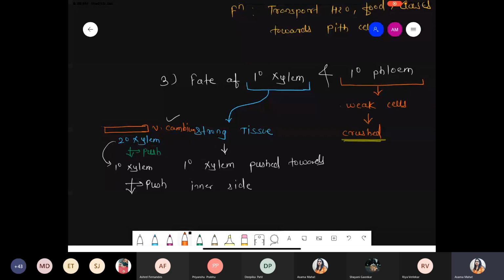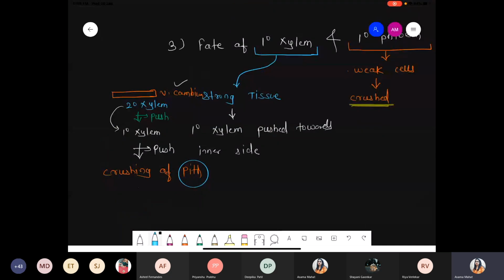So ultimately, see who is pushing whom: secondary xylem will push primary xylem, and primary xylem will push the pith cells. So now ultimately, in this whole pushing scenario, the final stage is the crushing of pith. Slowly, the entire central region, which is rich with pith cells, those pith cells start crushing. And finally, what do we obtain? Finally, we obtain the internal region.